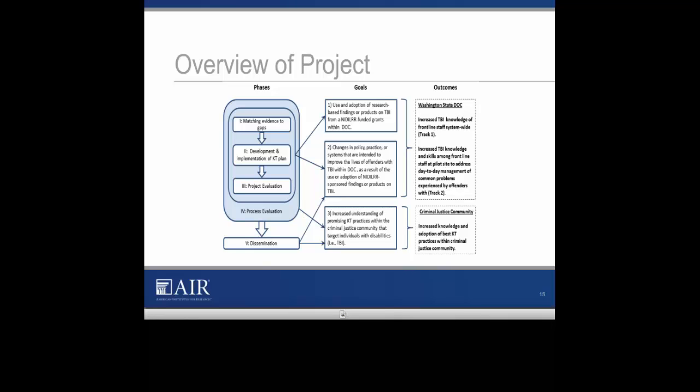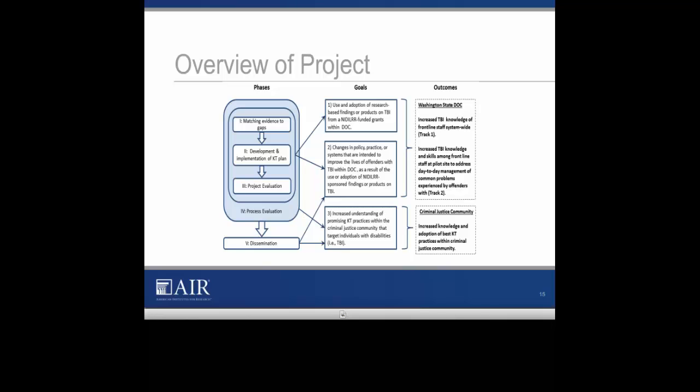Our goals will be to increase the use and adoption of research-based findings within DOC and to hopefully find changes in policy, practice, or systems that improve the lives of offenders with TBI within the DOC. And then finally, an increased understanding of promising KT practices within the criminal justice community more broadly.